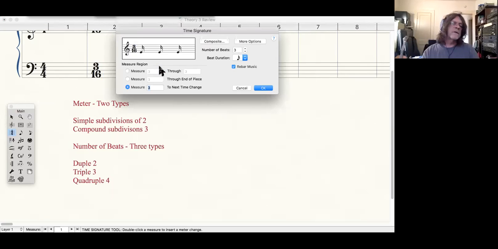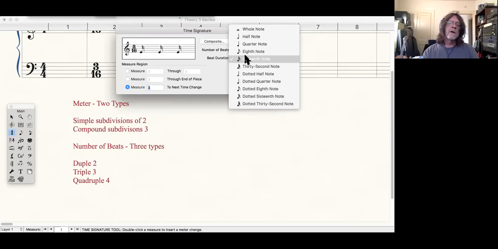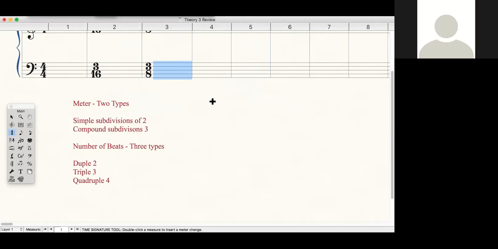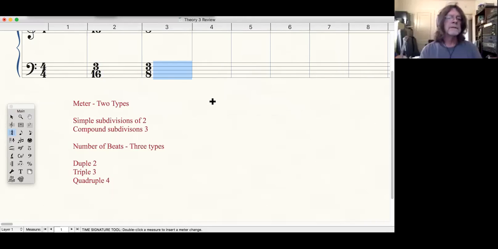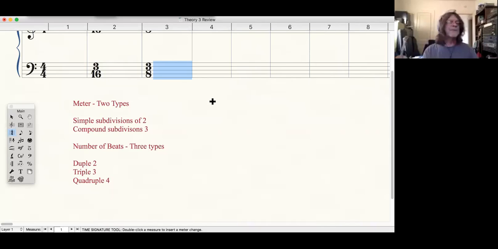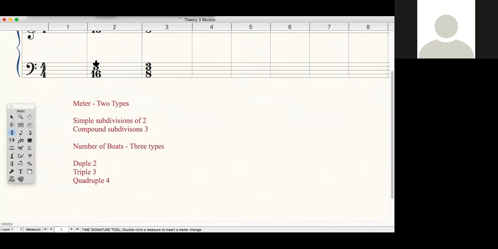So I'm going to do this one here, and I'm going to go back to this. 3/8, 3/16. How many beats are in the measure? Three beats in the measure. And the 8th note gets the beat. All right. So what's the difference between 3/16 and 3/8? It's simple triple, right? Yes. All right.